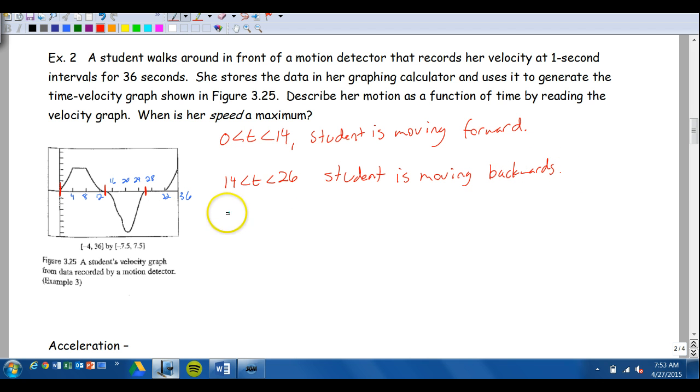Then, from t equals 26 up to 32, notice how the velocity is 0. It's on the line velocity equals 0. So the student is standing still. And that's the only time that she's really standing still. These other places where velocity is 0 is just an instant. It's a change of direction. Alright, so we have that. And then she moves forward again when t is greater than 32.